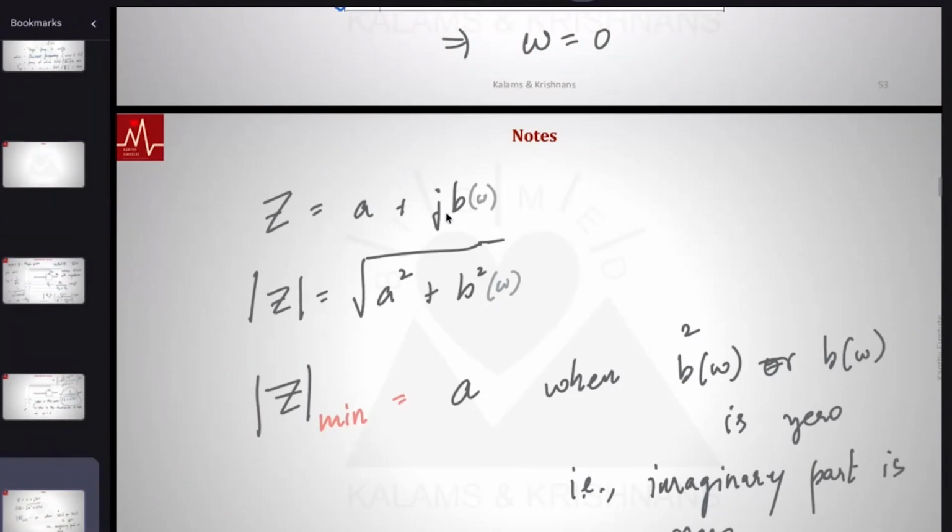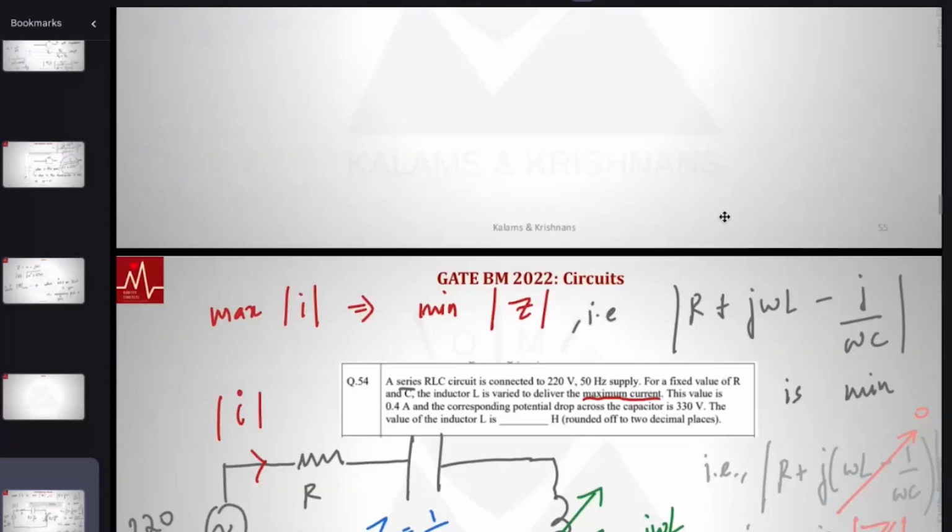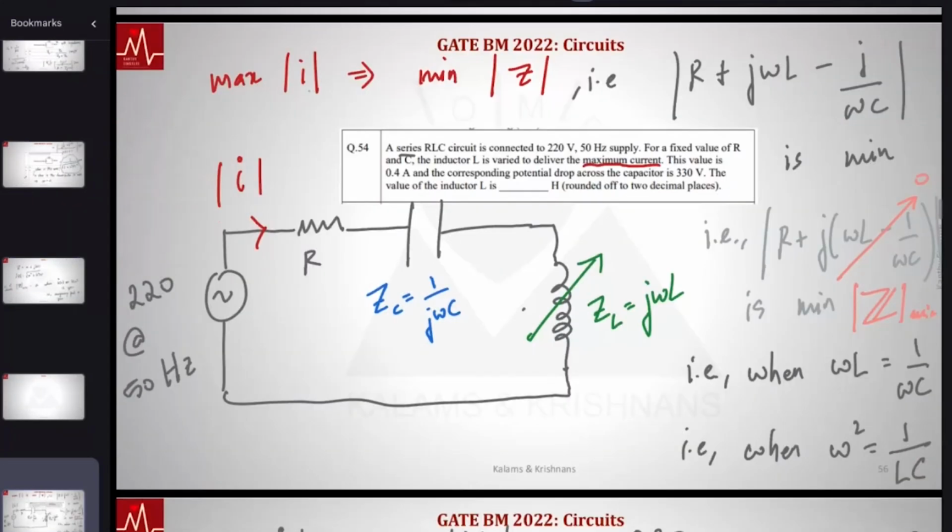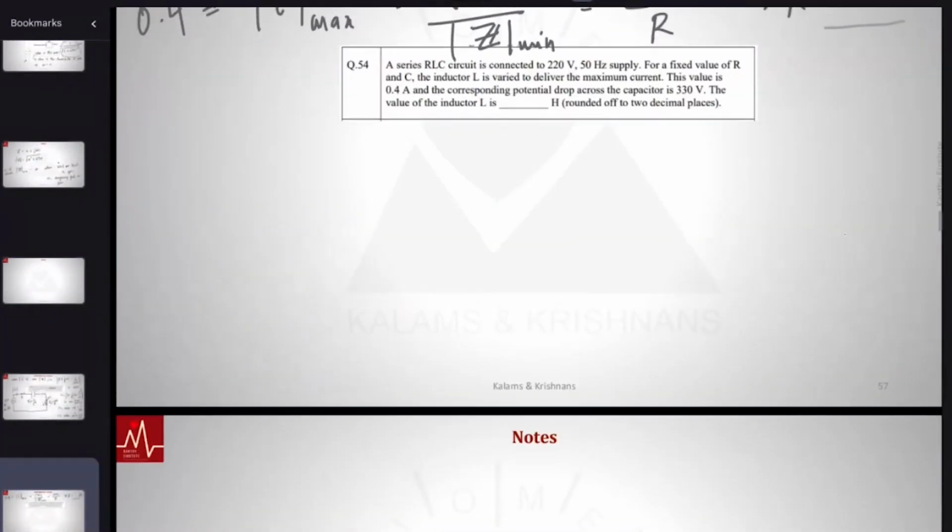Typically only the capacitance and the inductance are functions of frequency. The resistor is not a function of frequency, so for the real part, resistance, there is no omega term. So the omega at which you get Z minimum is when the imaginary part is 0. Is it clear, Dinesh? Fair question. It's the same thing we have been looking at in 2-3 problems: the current is maximum at minimum impedance, which happens when this imaginary term is 0.